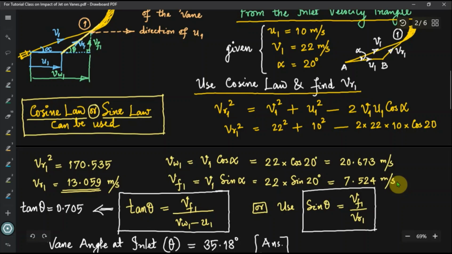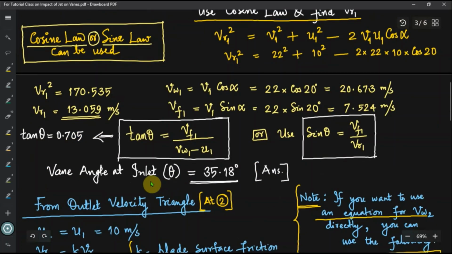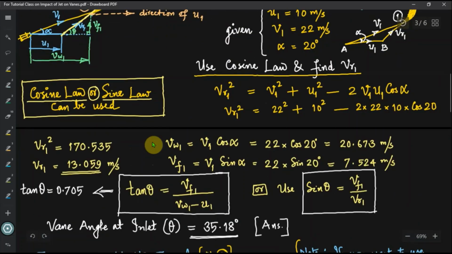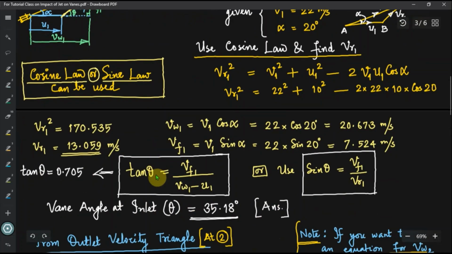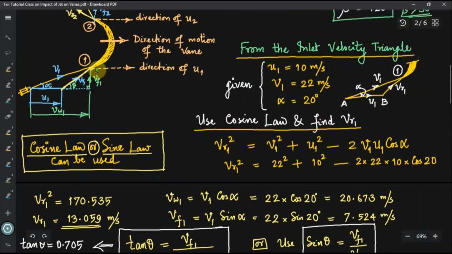And now we have different ways or different methods to find out the vane angle at inlet or blade angle at inlet theta. So you can find tan theta and find out theta.